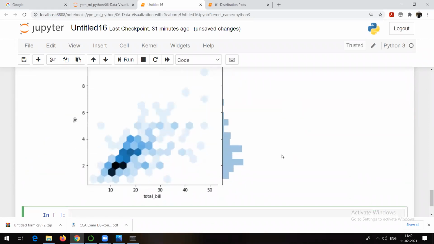But this time, instead of those markers, you will be able to see hexagons. And you can again say here that between 10 and 20 the hexagons are darker. Why is it so? Same reason. Most of the people generated the bill between 10 and 20. And if you talk about the relationship between total bill and tip, again you will see that the relationship is somewhat linear. It means as and when total increases, there is a chance that tip is also going to increase. So this is a simple hexagon.